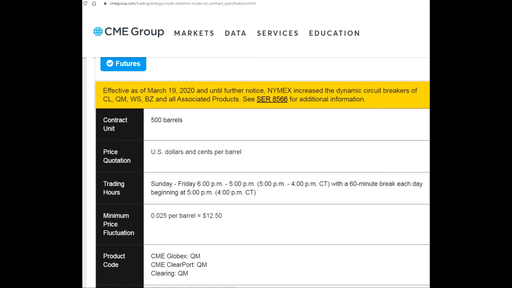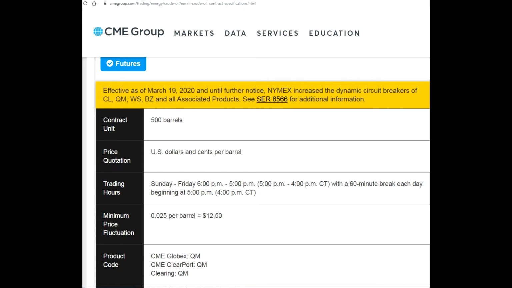Anyway, for those that want to know where future traders get their specifications, well, go to CME Group. You can look that up on your favorite search engine. Basically, it's cmegroup.com. And we're looking at, in front of you right now, the QM symbol, the futures QM, and you'll see right there contract units: 500 barrels. You'll see the price quotations in US dollars and cents per barrel, and the trading hours that this particular futures contract trades.